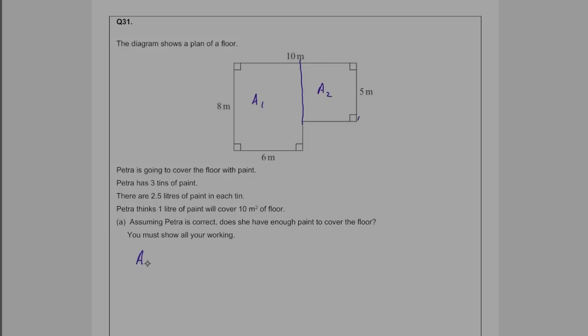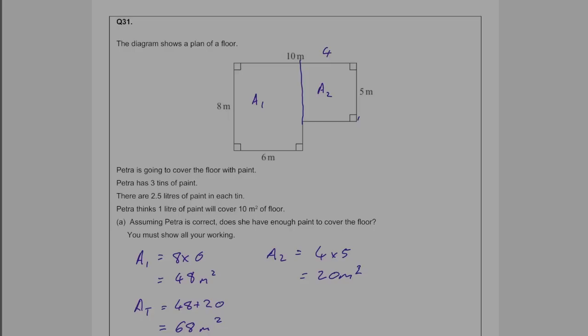So the dimensions of A1 is 8 times 6, which is going to give us 48 meters squared. And then the area of A2 is going to be equal to, well, if that's 6 and that's 10, that must be 4. So it's going to be 4 times 5, which would give us 20 meters squared. So the total area, T, is going to be equal to 48 plus 20. So it's going to be 68 meters squared.